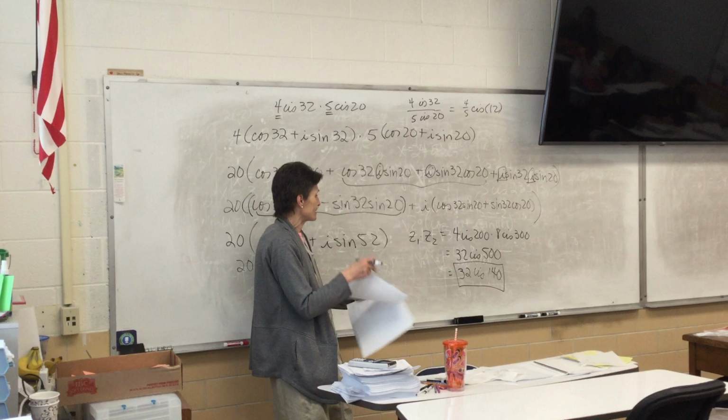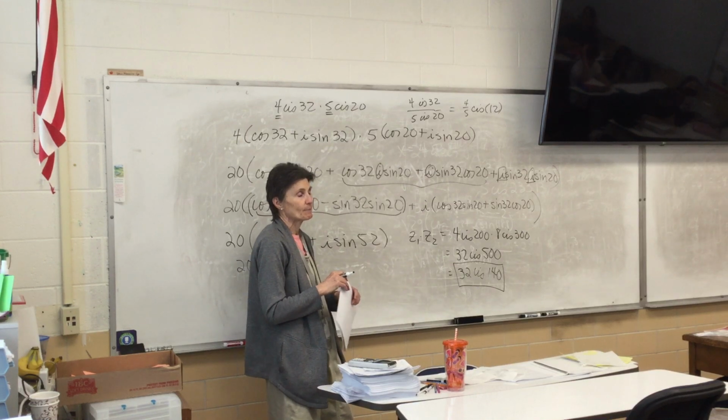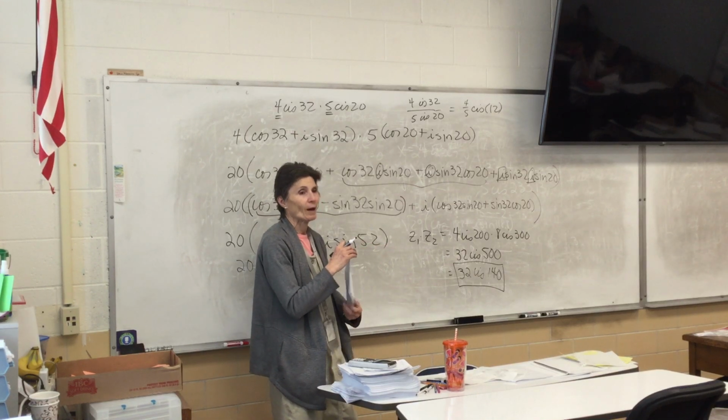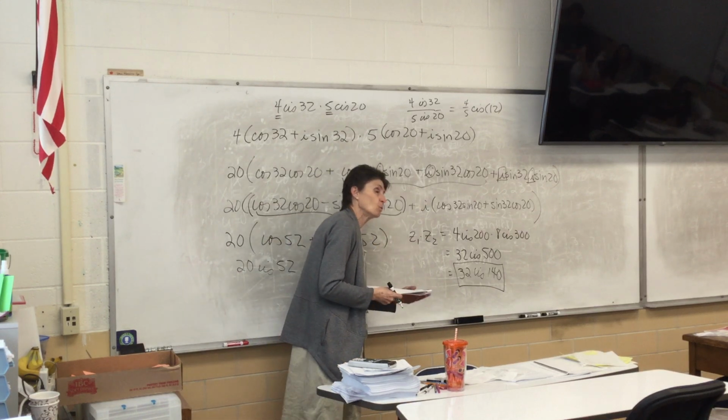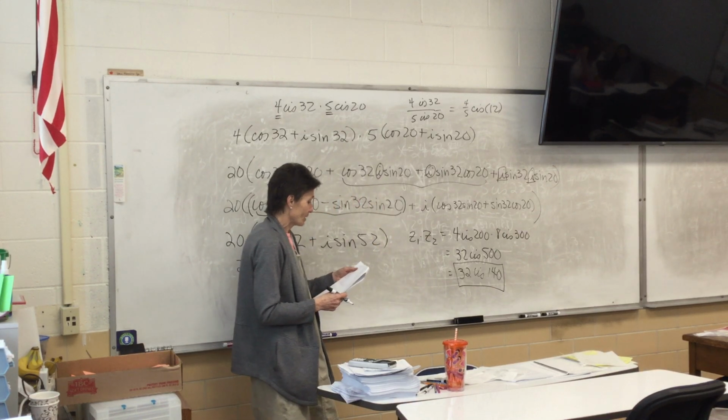I'm calling these Z1, or Z sub 1, and Z sub 2 because your book does. It's just a way of naming them. We could call them 1A and 1B if you wanted. It really doesn't matter.